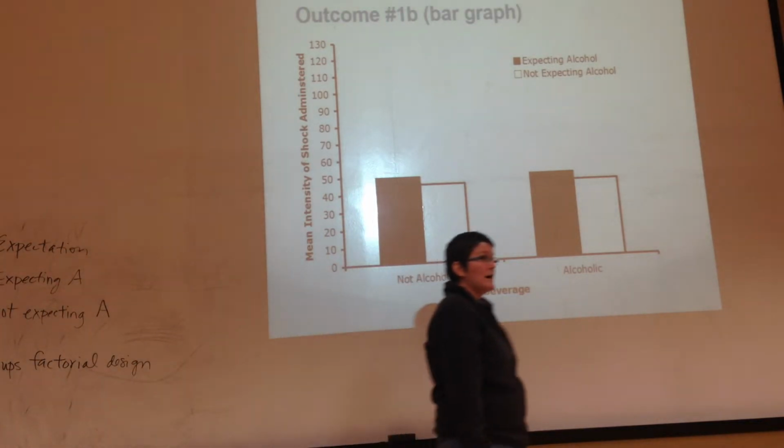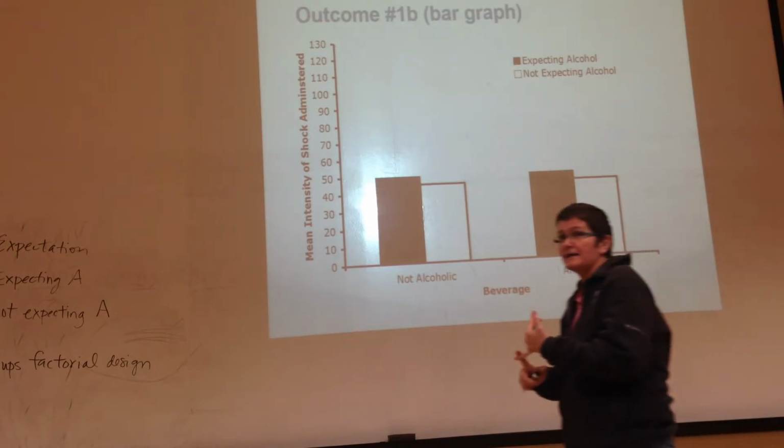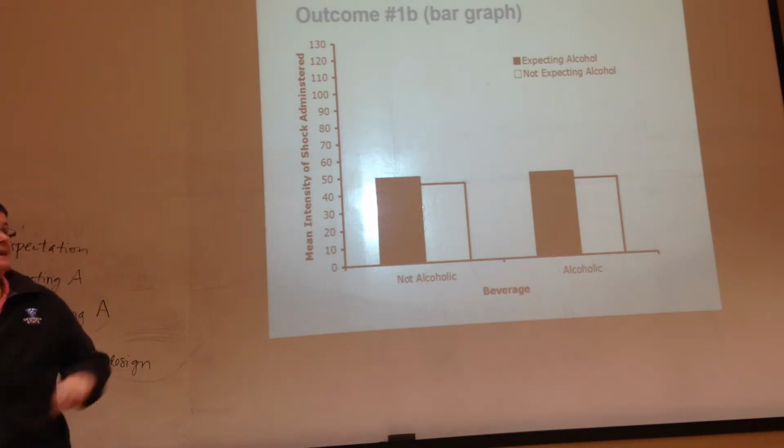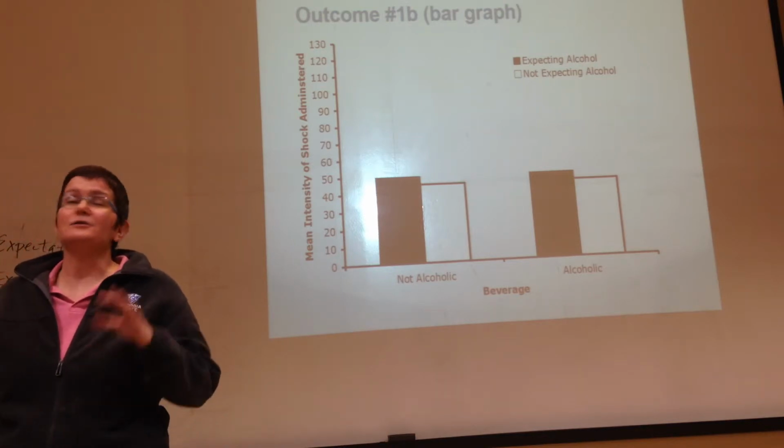So this is a graph, a bar graph, of the exact same data. Okay, exactly the same. So last time we looked at those lines. We said no main effect of expectation, no main effect of beverage, no interaction. Okay, these data show that exact same pattern. But now I'm going to explain to you how you know that.